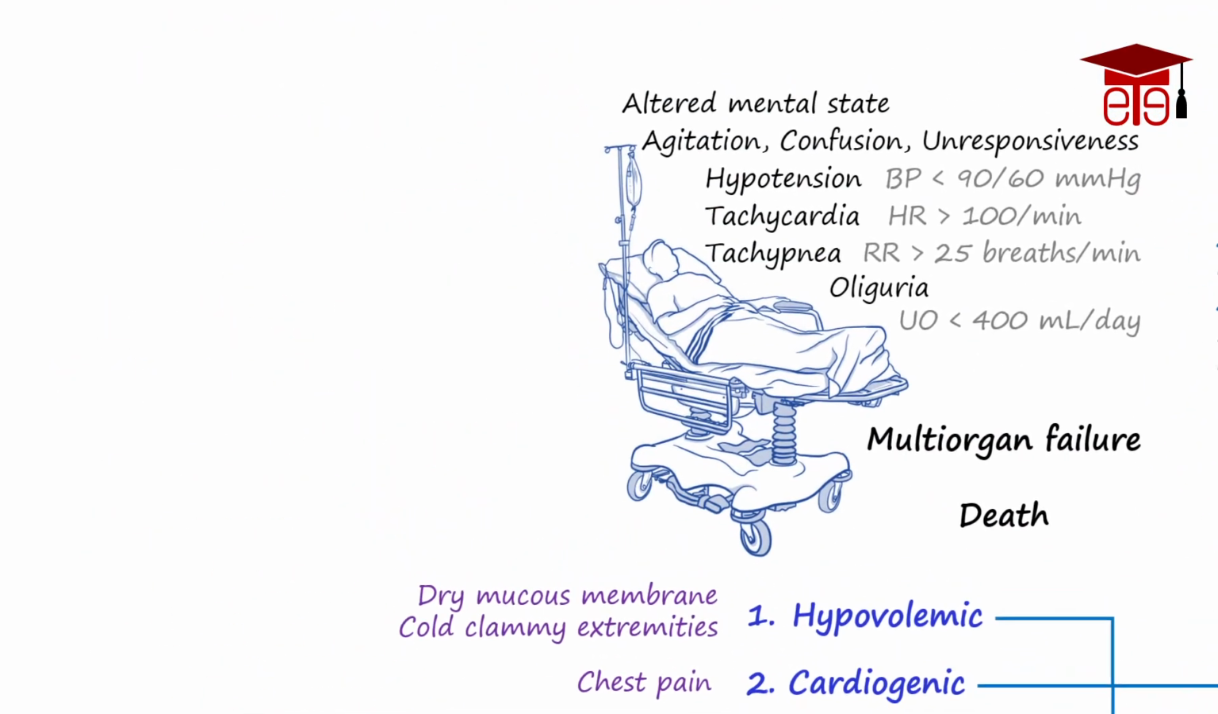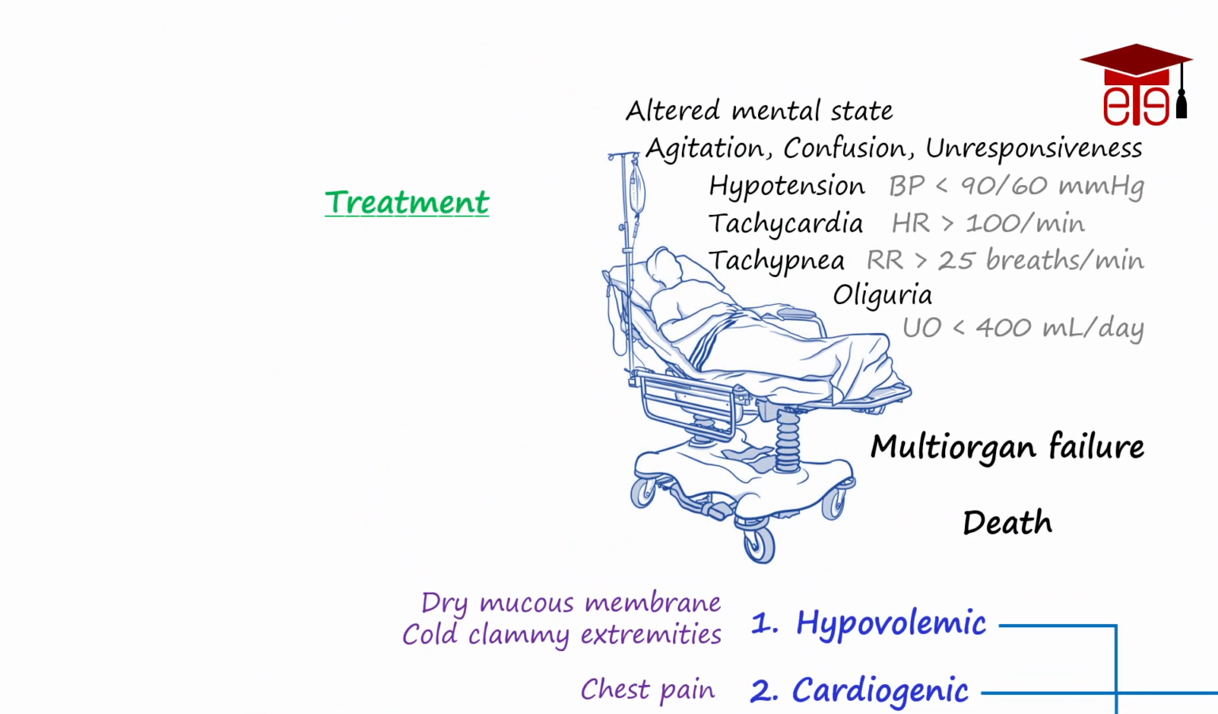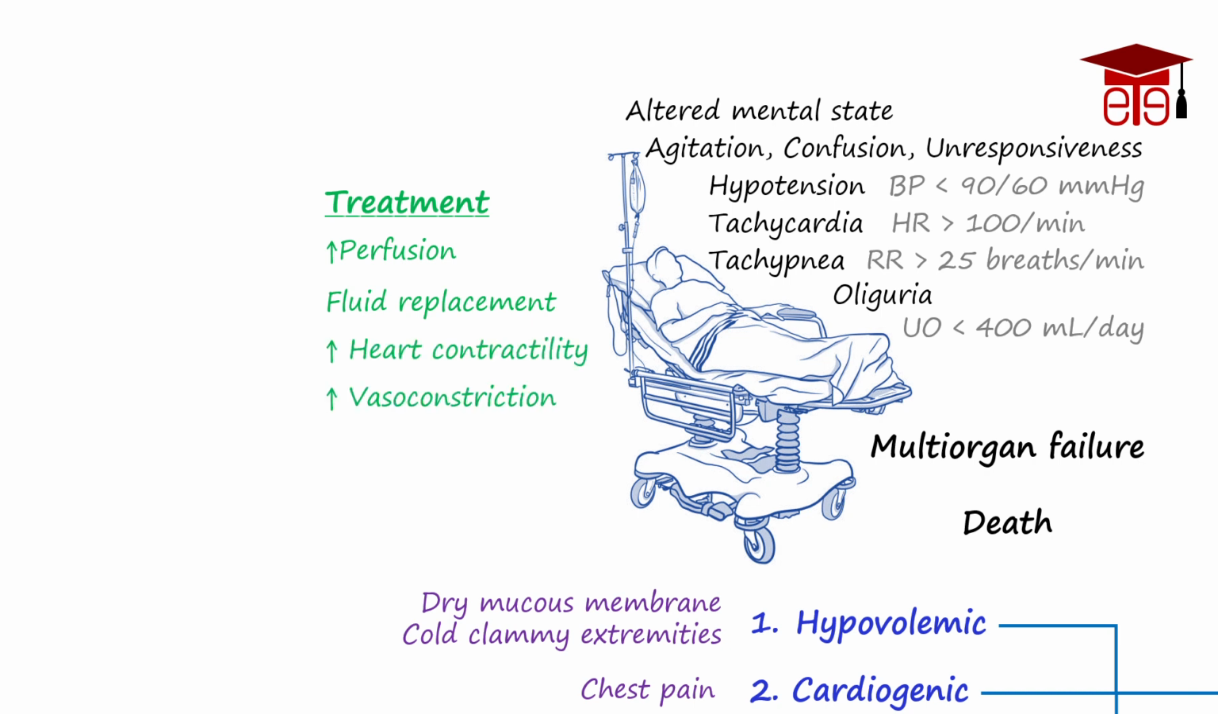Treatment for shock varies based on the underlying cause, with the primary aim being to stabilize blood pressure to ensure adequate perfusion of vital organs. This typically involves fluid replacement and medications to increase heart contractility and induce vasoconstriction. Additionally, supplemental oxygen may be necessary, and airway protection measures such as intubation may be required to support breathing and oxygenation.